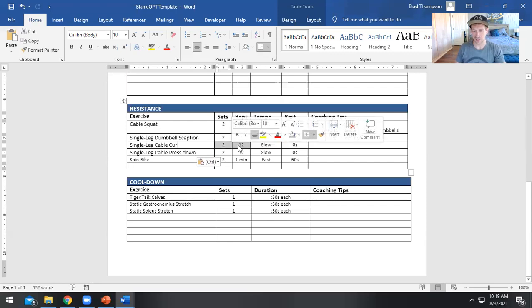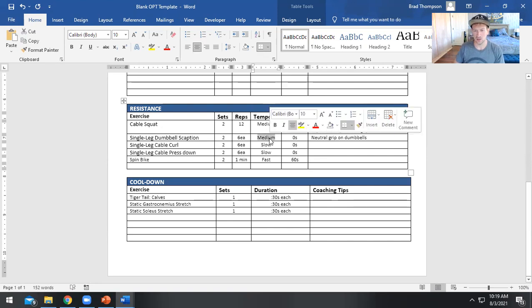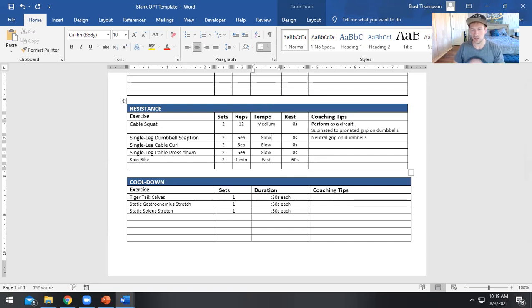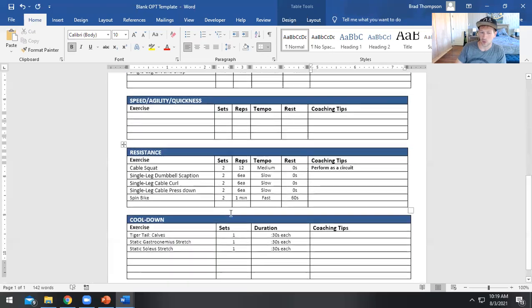And again, we'll change these both to 6 each. There we go. And that's also slow, and the other one's medium. There we go. So now there's my new circuit, and that's going to really work for my client. That's going to burn a lot of calories. They're getting a little more comfy with things.